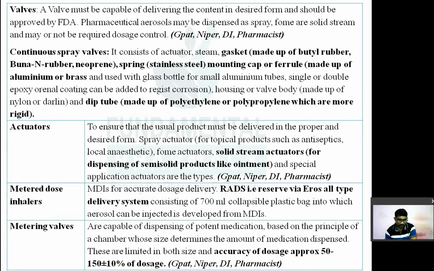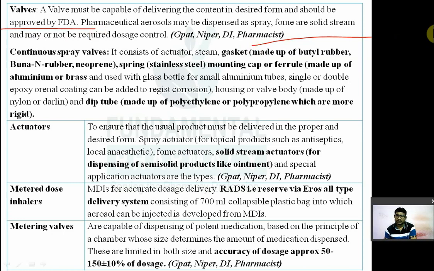Next is a valve. What is the function of valve? A valve must be capable of delivering the content in a desired form. तो valve जो होता है उसका रोल क्या है कि वो, that is, its role is to deliver the content, whatever content is present in the aerosol container. The valve should be able to deliver that content outside in the desired form, either in the form of mist or in the form of spray or in the form of solid stream or wet spray or foam, etc. And the valve should be approved by FDA.